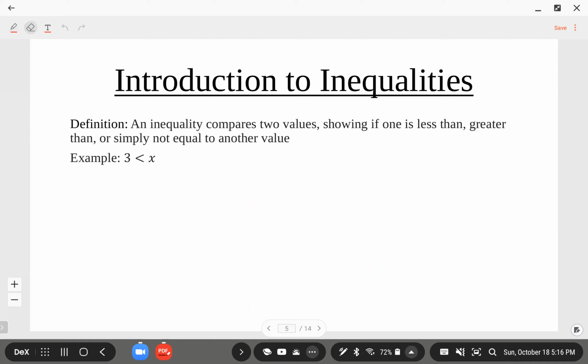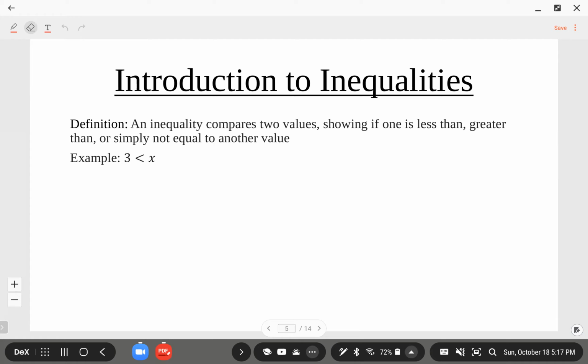I am going to introduce you to inequalities now. This might take some explaining, but I'm sure you will understand. The definition of an inequality: it compares two values, showing if one is less than, greater than, or simply not equal to another value.